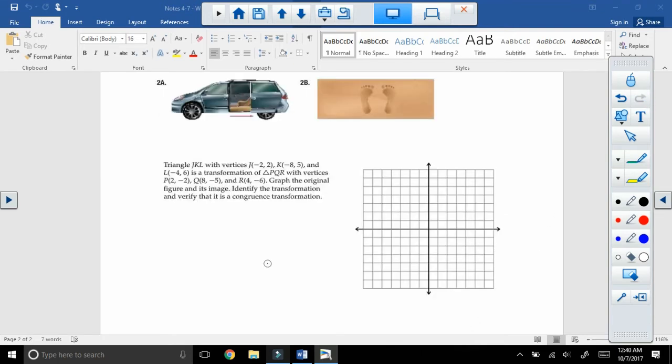Sometimes the way the book does this is they have some kind of real world examples of these. For this one, it's kind of modeling the slider door. This would be an example of a translation. And this one here, the footprints, this would be an example of a reflection.